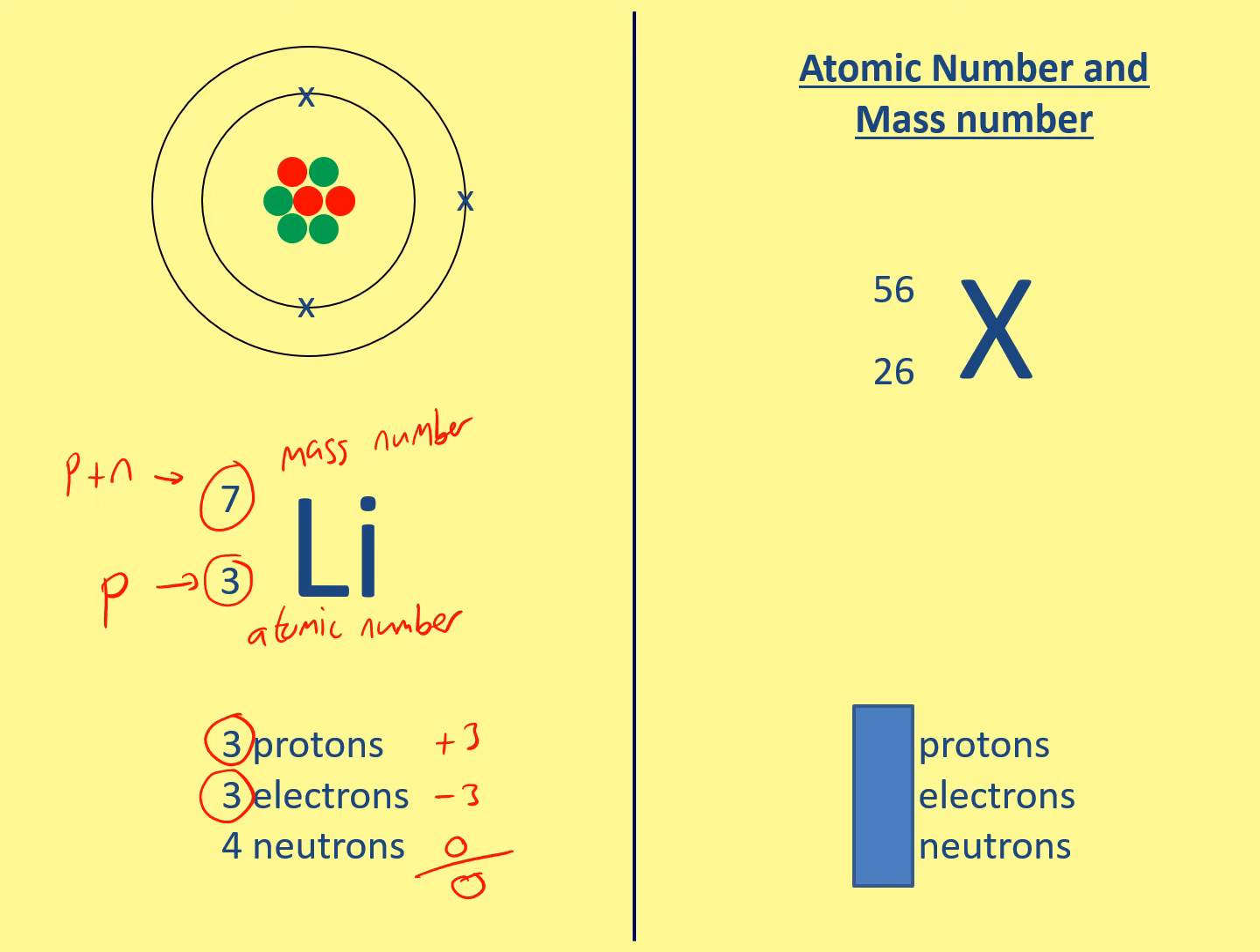And the last number, 4 neutrons, we did that by doing 7 minus 3, because we have 7 things in the nucleus, 3 of them are protons, so that must be 4 neutrons remaining. Pause the video and have a go at the one on the right. So how many protons, neutrons, and electrons are on the right?